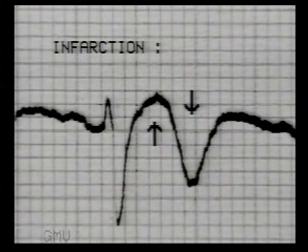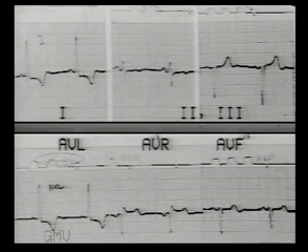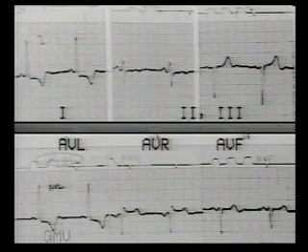The T wave remains inverted for about 3 months after the infarction. This ECG shows deep T wave inversion with ST segment depression in leads V3, V4, V5 and V6. This T wave inversion with ST segment depression in chest leads suggests a subendocardial infarct. Similar changes are seen in 1 and AVL also, subendocardial infarct.